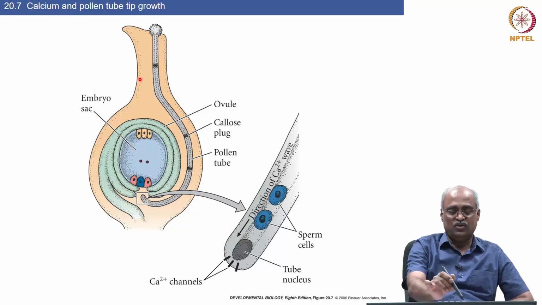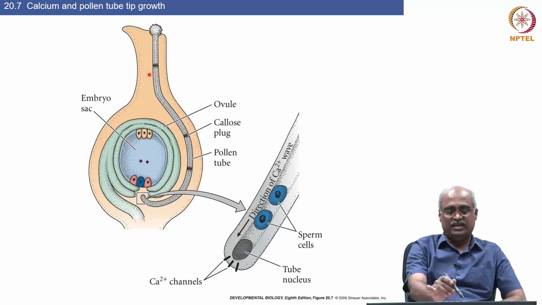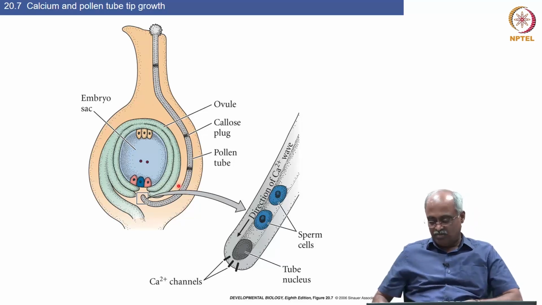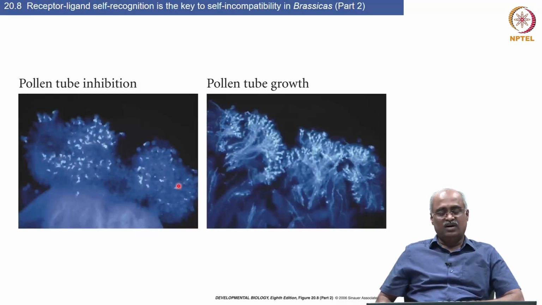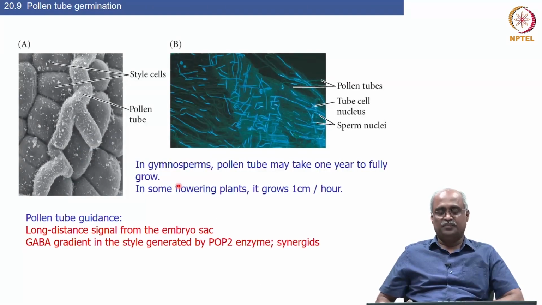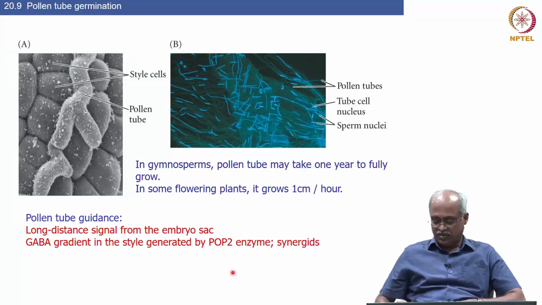And in addition, the sporophytic cells of the style itself are also required. For example, the style builds up a gradient of GABA, which is a neurotransmitter in animals, and this GABA gradient also matters. There is an enzyme called POP2 that degrades GABA, and as a result it generates a gradient from the source where GABA is produced to the sink where it is being degraded. And the GABA gradient in the style has also been shown to be important for successful pollen tube growth.